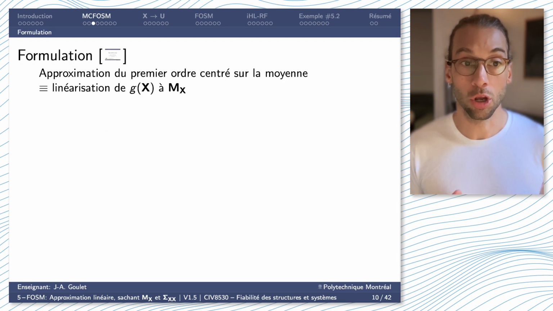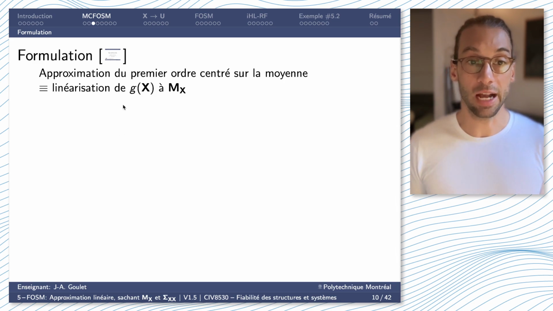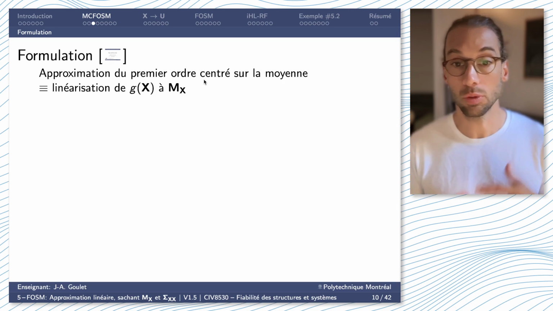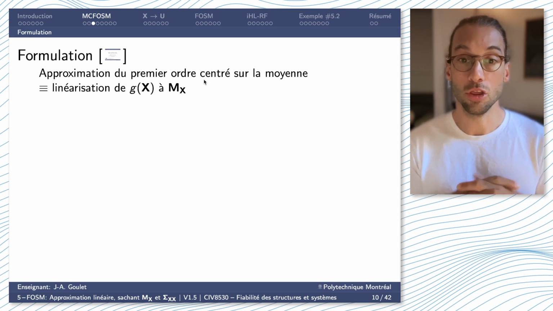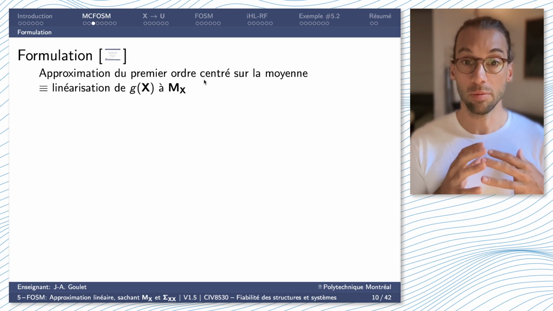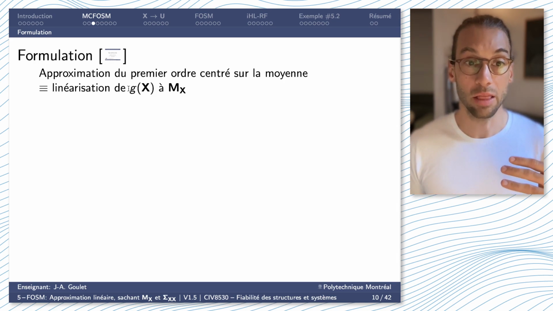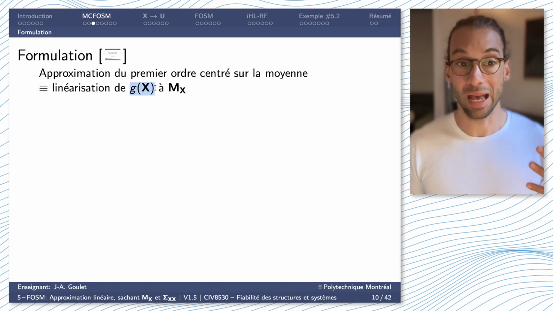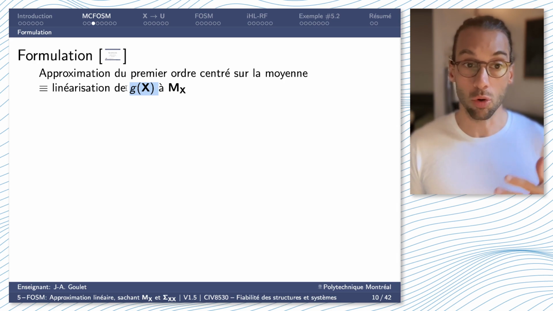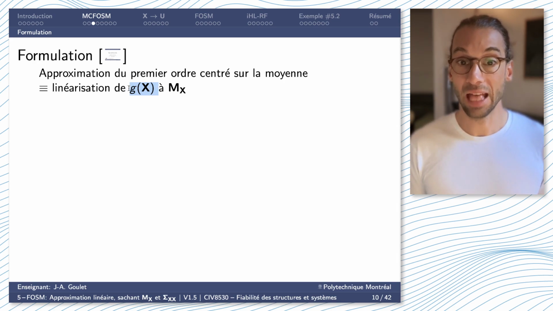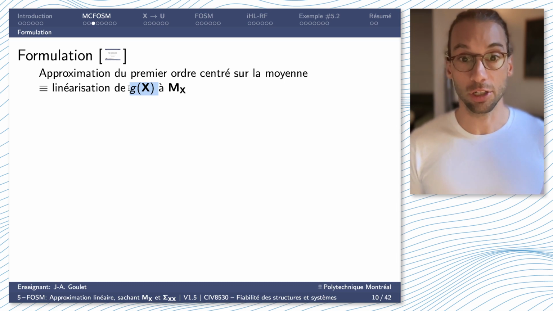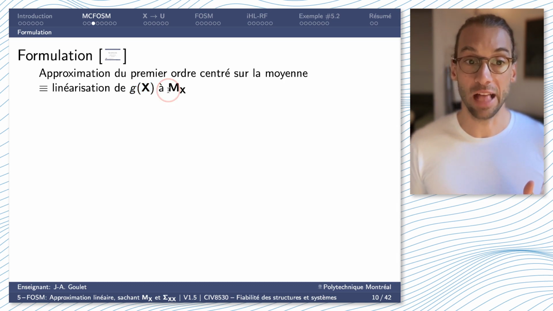How does it work? We're going to approximate g of x, our limit state function, at the expected value. This is what we saw in the revision module for probability. If we have a nonlinear function of Gaussian random variables and we want to propagate that input uncertainty in x to evaluate the PDF for the output, we saw that one approximation would be to linearize our function, in this case our nonlinear function, at the expected value mu x.